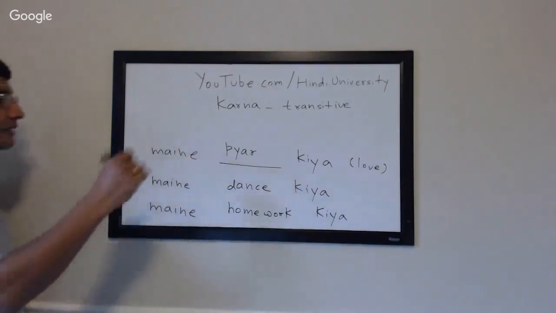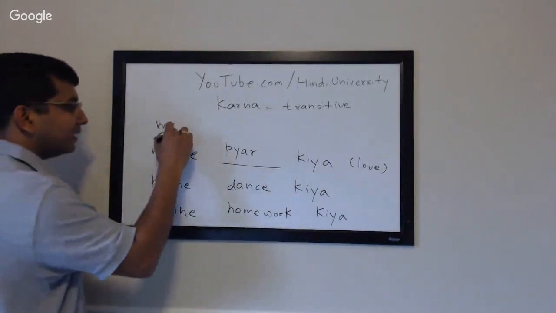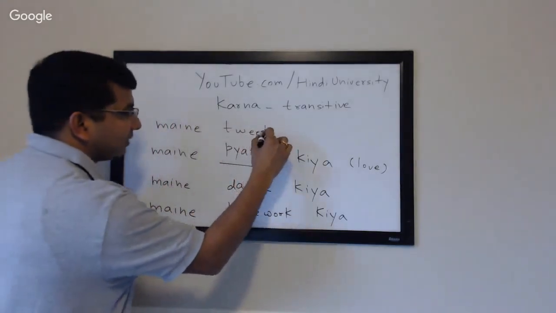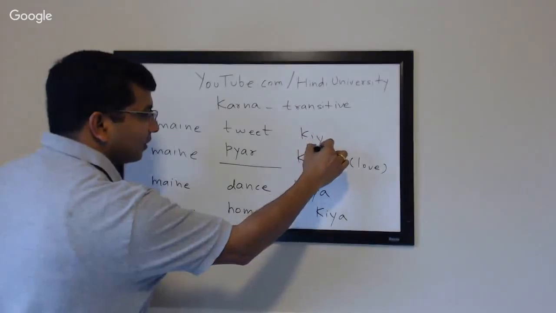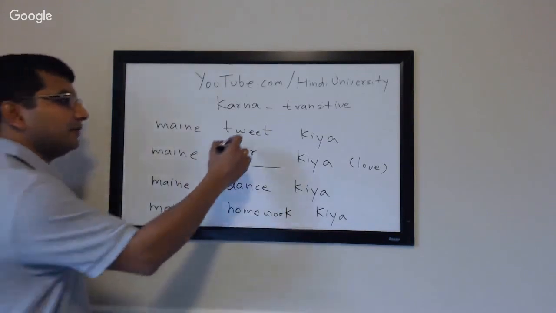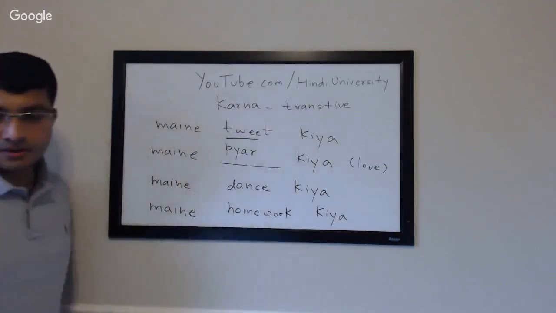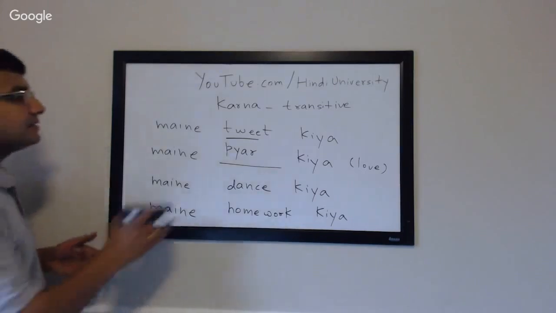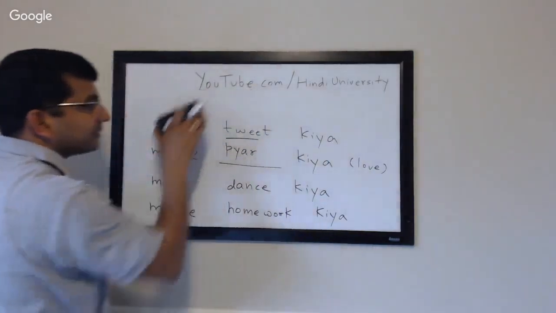Same thing, like all the things that we did: मैंने tweet किया, और मैंने email किया. All of them are correct. In all of them, the object is masculine singular.